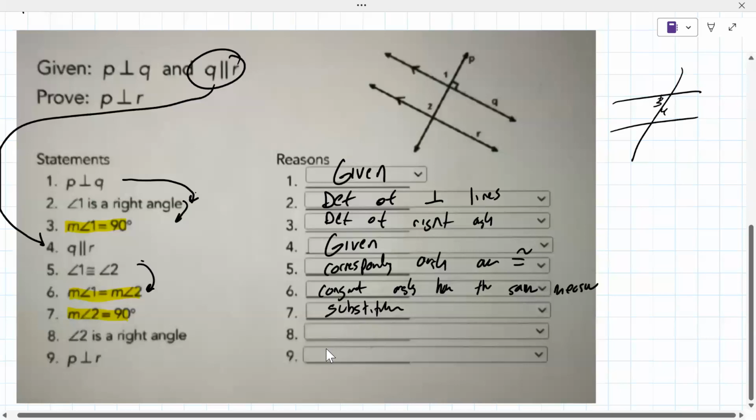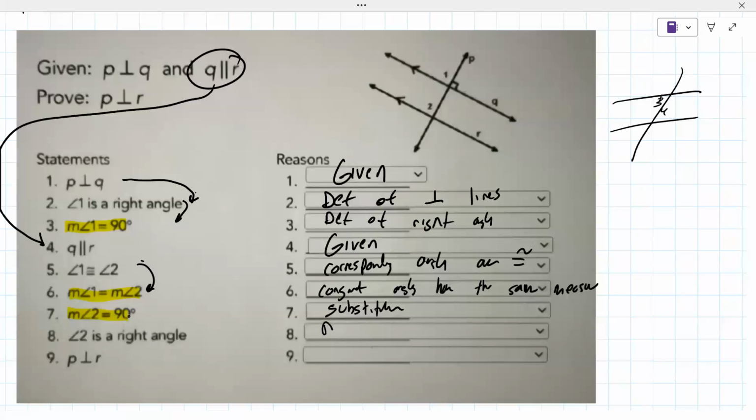No. Okay. Because the problem is it doesn't work backwards, but maybe that's why your teacher's doing it. If it's a right angle, that means its measure is 90. So if its measure is 90, yeah, that's a right angle, but it's typically by what's called the converse. Let's just go with definition of right angles.